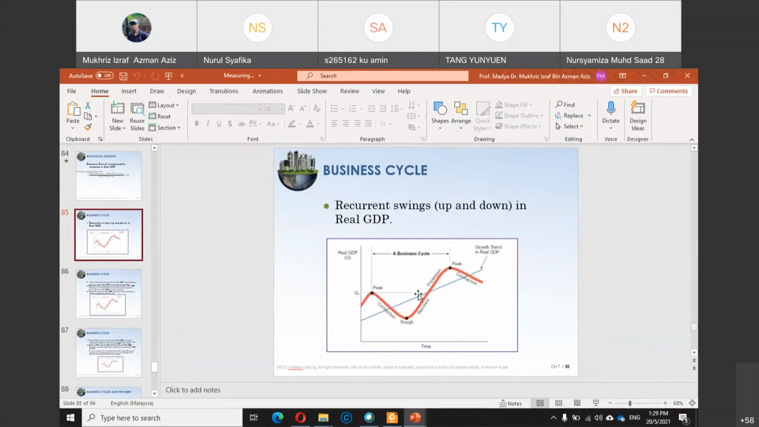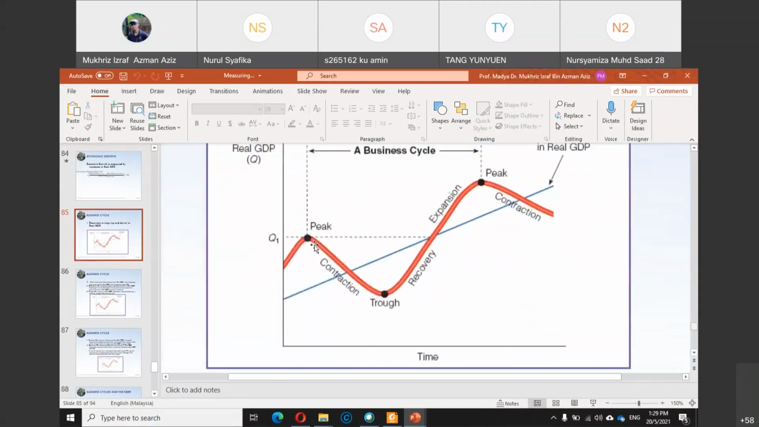Okay, because I think you can see some past year questions on the phases of the business cycle. So which one is the peak? Which part refers to the peak point? Peak means when the economy is at its highest point, and then now is contraction. So maybe we can see our economy now is in a contraction period because of COVID-19.